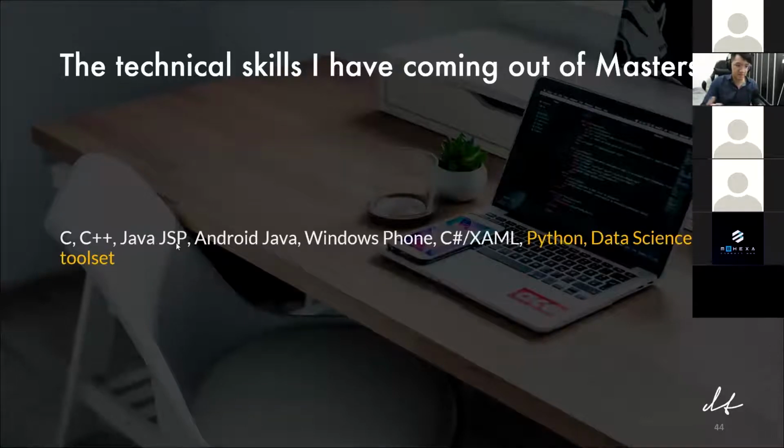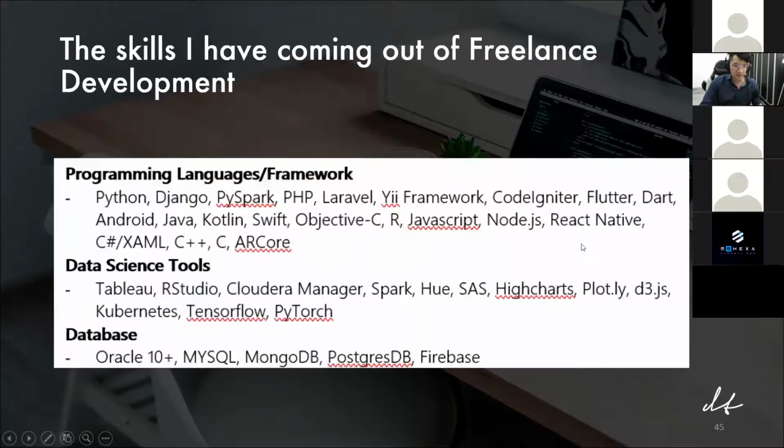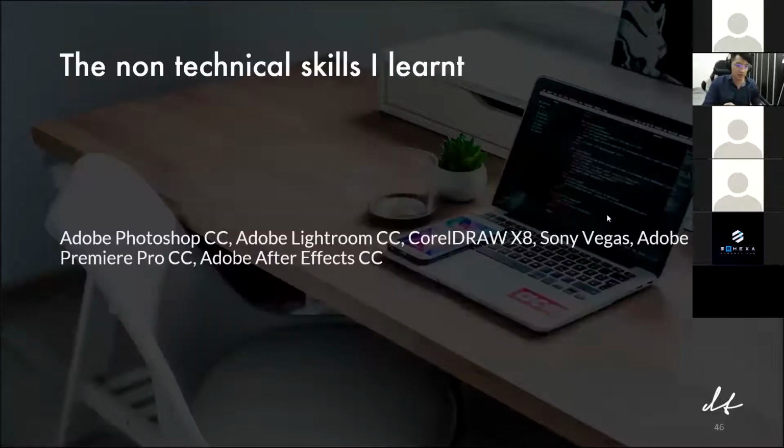So if I did my master's without freelancing, I only gain perhaps an additional Python and data science. And after I've done both masters and freelance development, these are all the stuff I've learned throughout the years. All of these different languages, I've either done a mini project or paid project using them. So yeah, I actually learned a lot, even on the technical side, from doing freelance development.